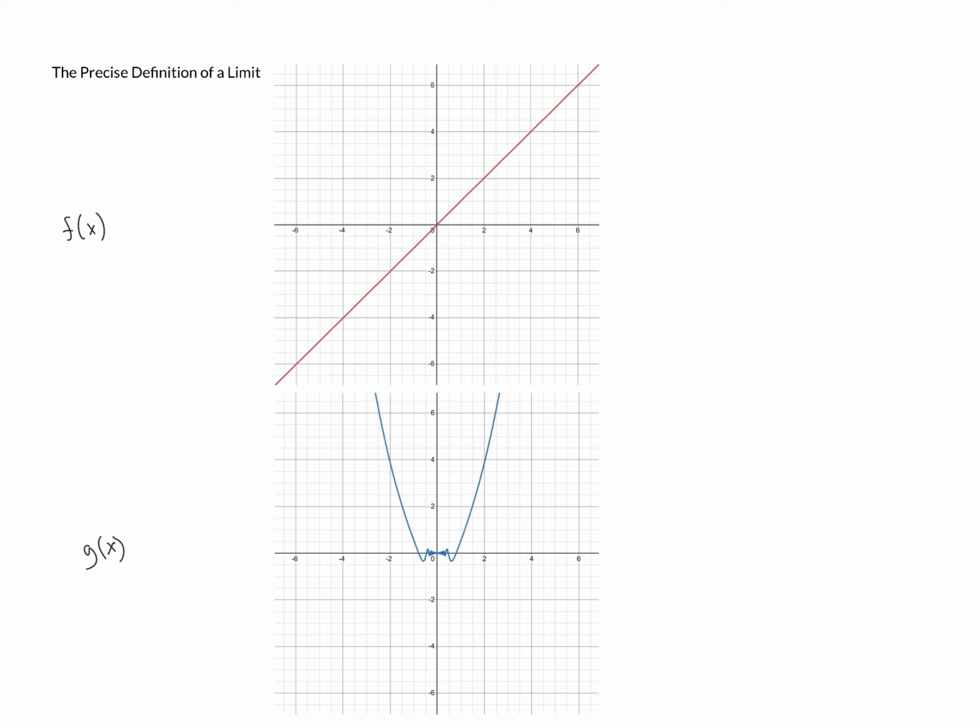Now, if you look at this first function, and you look at what's happening to the y values as x approaches 0 from the left and right, it looks like the limit is going to end up being 0, right? It looks like we're approaching 0 from below and above as we go from the left and the right respectively. So it looks like the limit here is 0.